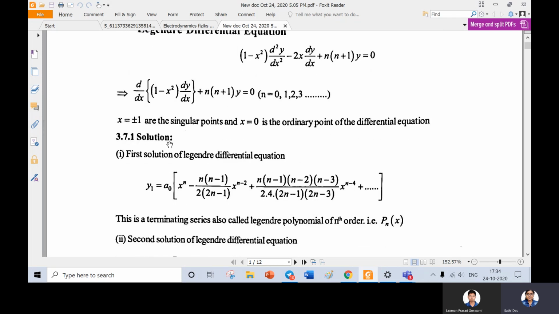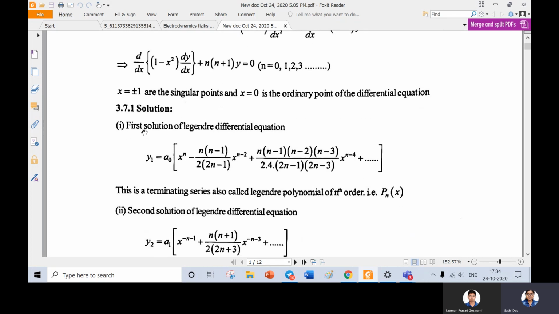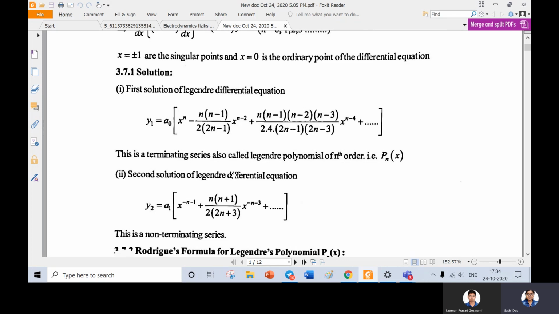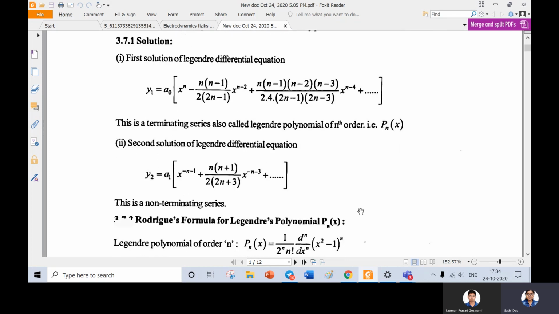So what will be the solution of this second order differential equation? It will have two solutions. The first solution will have this form, and the second solution will have this form. Do you have to remember these formulas? Actually not, but if you want to remember, then you can. There is no problem.